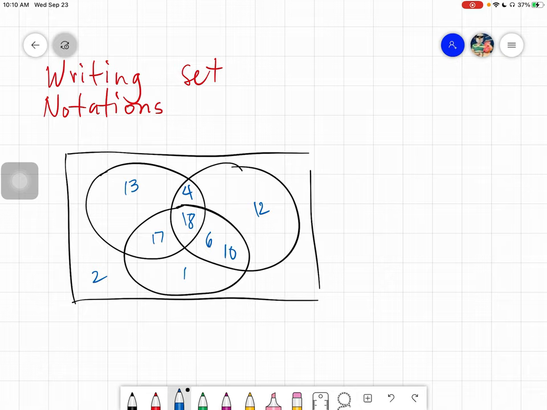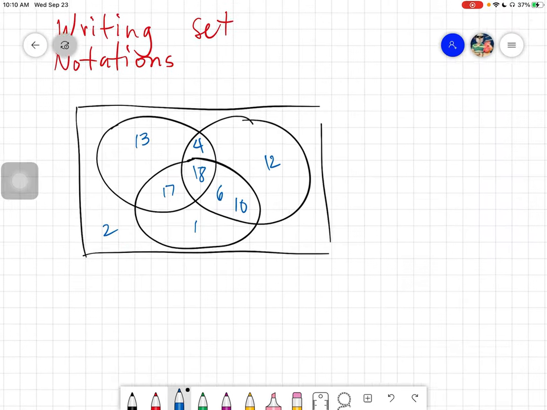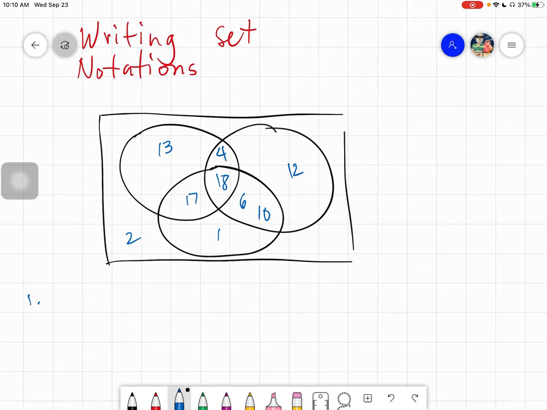Today we will be learning more about writing set notations. In writing set notations, you will be provided with examples, for example, C union A difference B. You will be provided with set operations, and then you will need to identify the elements of the set depending on the given figure as well.